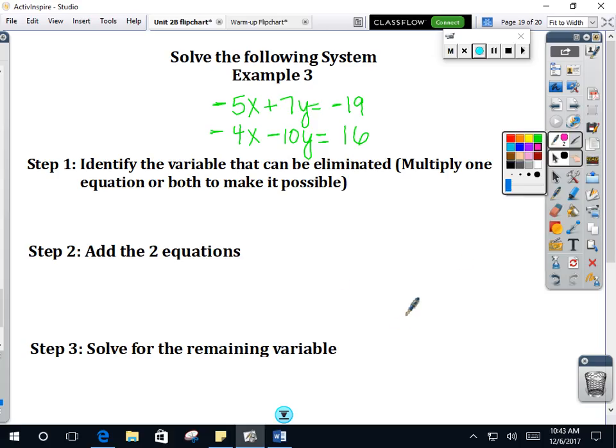Okay, step 1 says identify the variable that can be eliminated. To be able to eliminate a variable, what do you have to have?